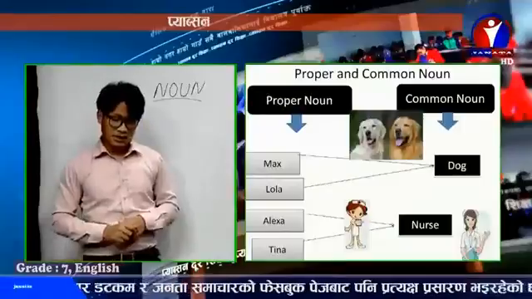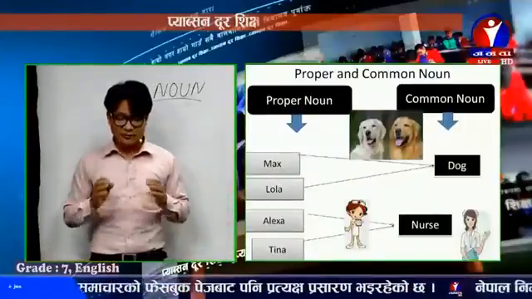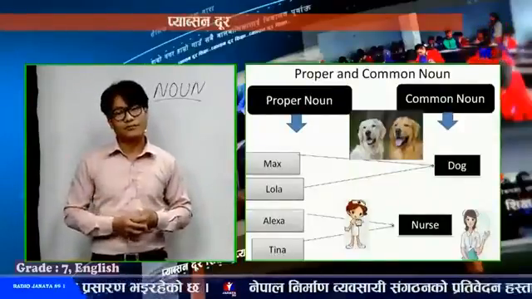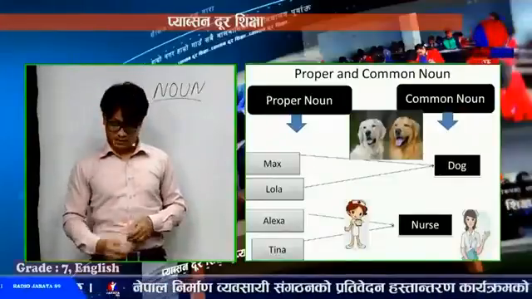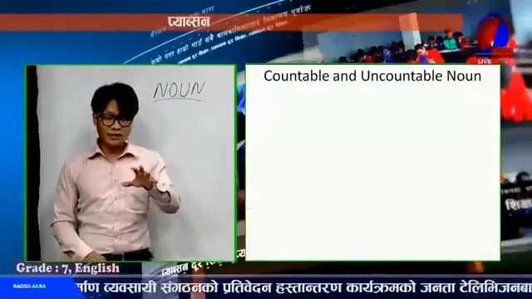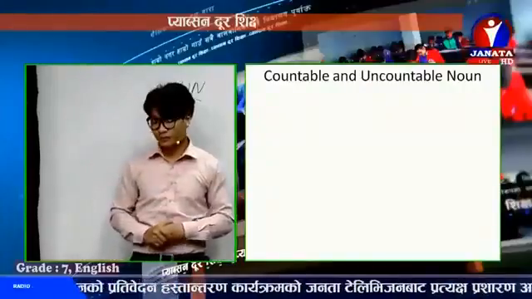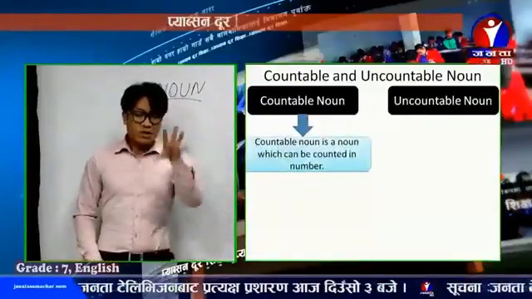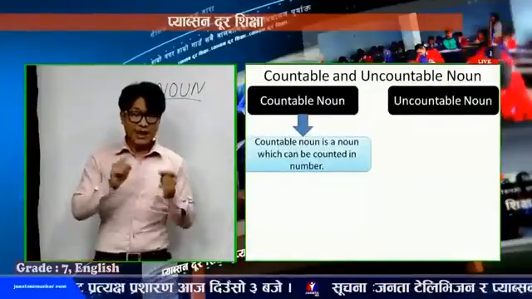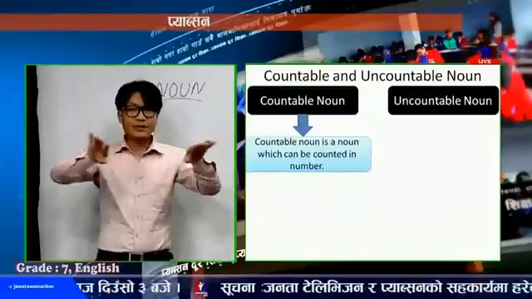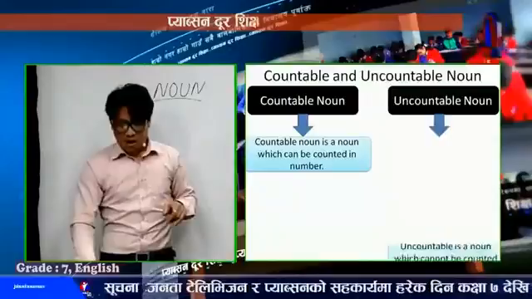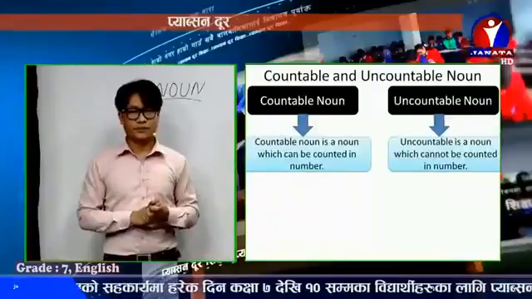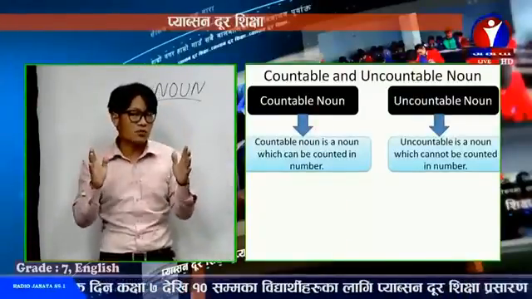So this is what we have discussed, what proper noun is and what common noun is. Now let's start another. It is countable and uncountable noun. A countable noun is a noun which can be counted in number, which can be separated. But an uncountable noun is a noun which cannot be counted in number. You can guess what the nouns are.